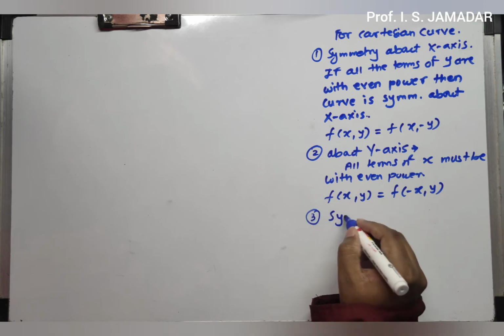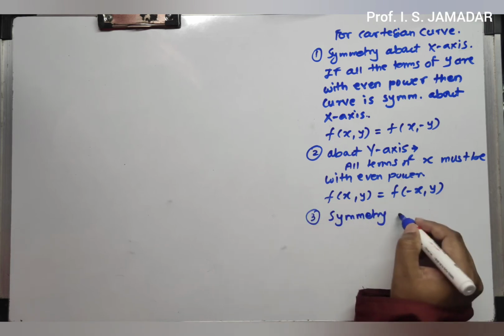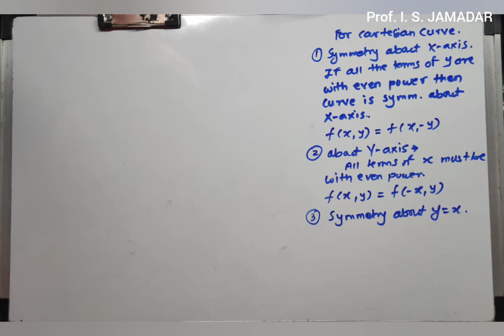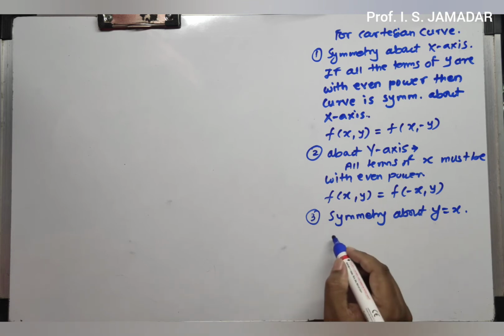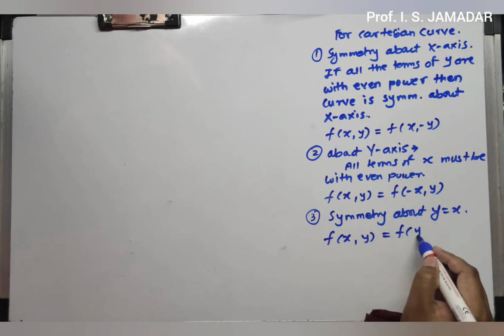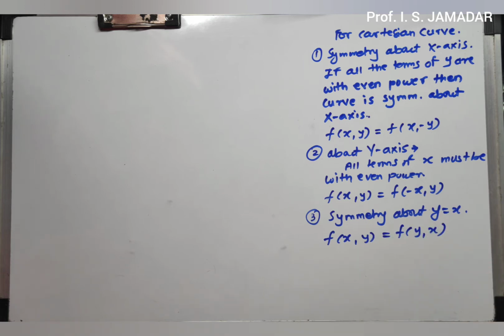Third, we have symmetry about line y equal to x. So it simply states that replace x by y and y by x. If equation remains unchanged, then that curve is said to be symmetric about the line y equal to x. What do you have to replace? Replace x by y and y by x. If after this replacement equation remains unchanged, then that curve is symmetric about line y equal to x.